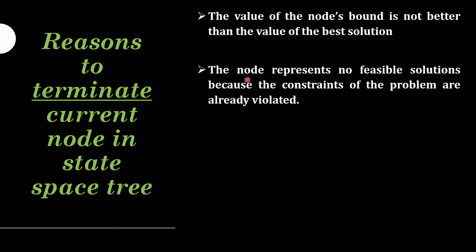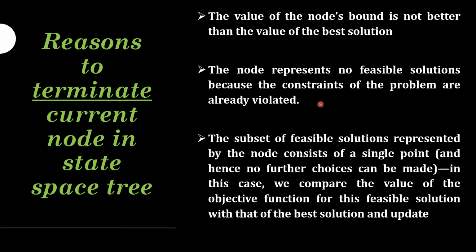And the second point is the node represents no feasible solution because the constraint of the problem is already violated. There are so many constraints or conditions present in a problem statement. While constructing the state space tree, the user has to follow all the constraints, otherwise we will not get the optimal solution. If the node is not giving a feasible solution, because the constraints are already violated, we can terminate that node, or remove that node from the state space tree.